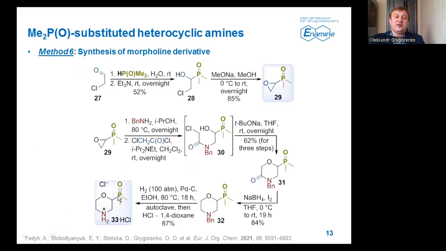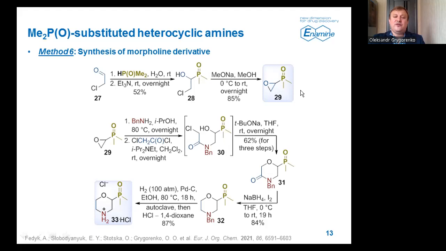oxide substituted morpholine derivative. In this case, a pretty standard reaction sequence for the synthesis of morpholines was used, including the ring opening of the corresponding epoxide, then reaction with chloride, nucleophilic cyclization, reduction, and removal of the protecting group, which finally afforded the target morpholine in good overall yield.